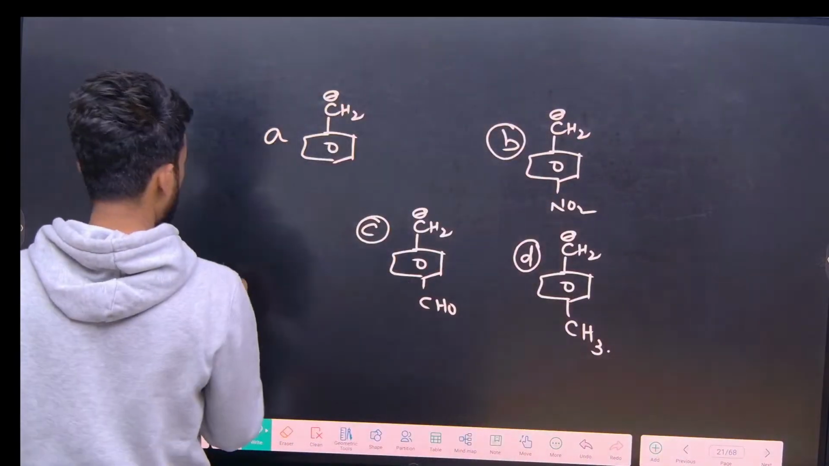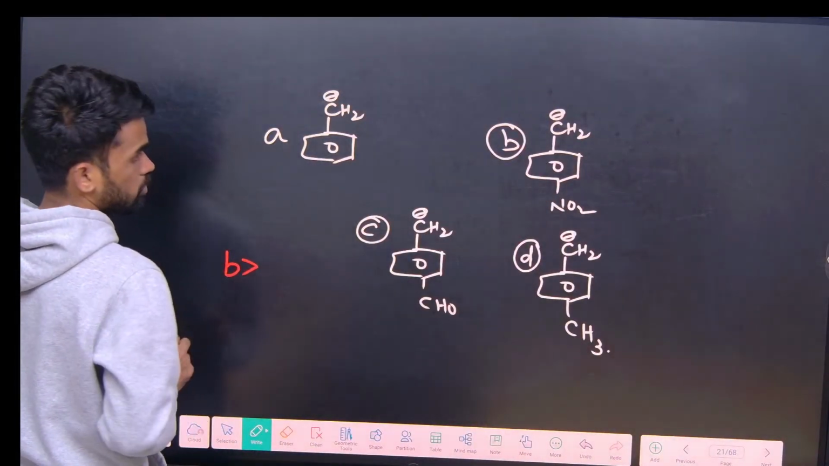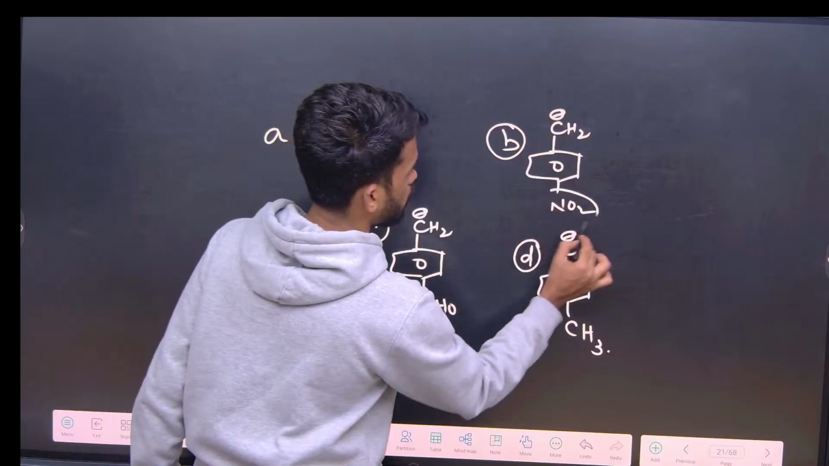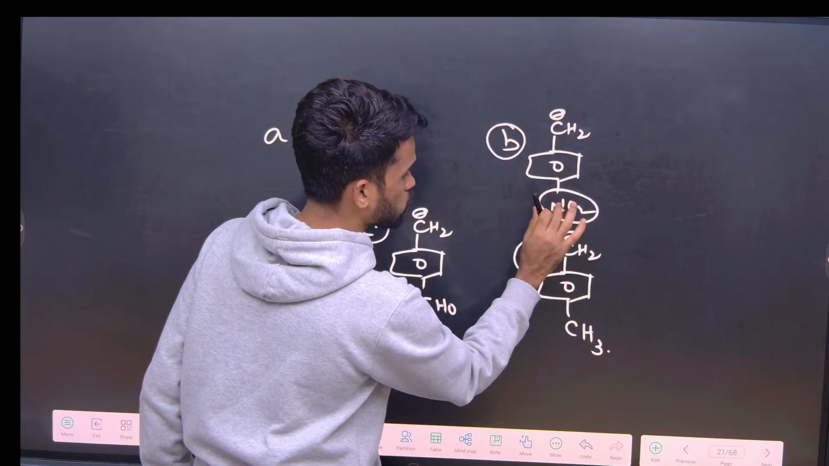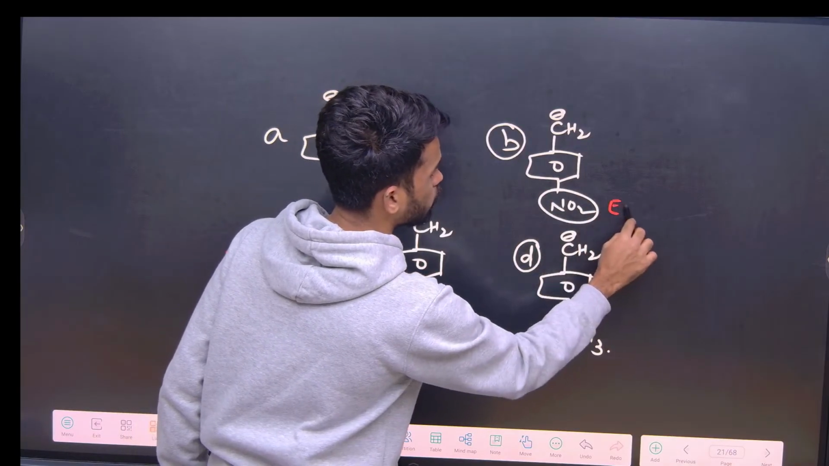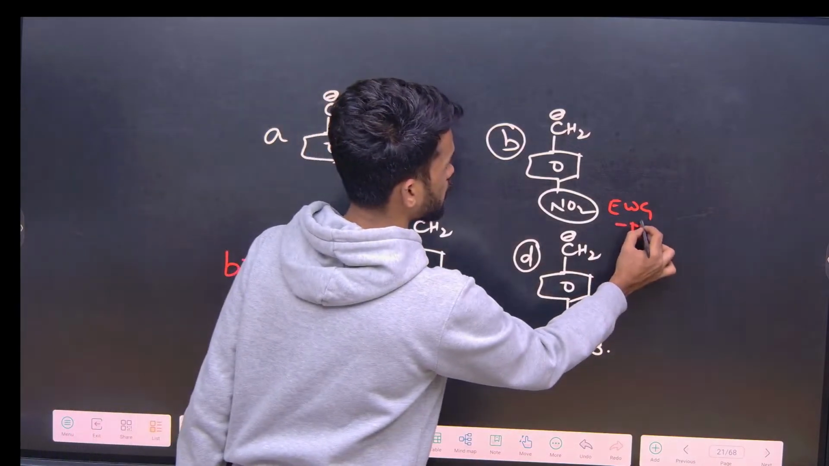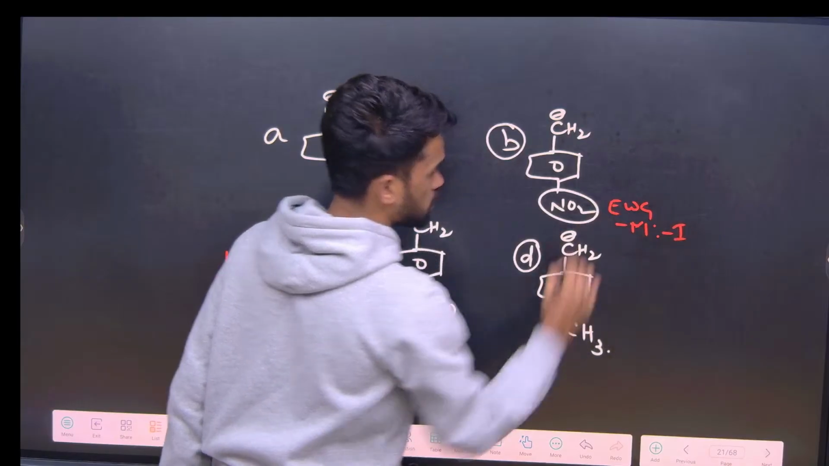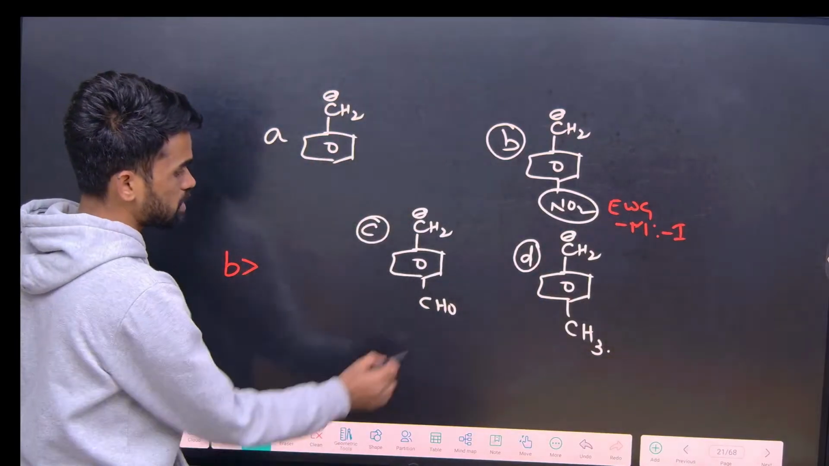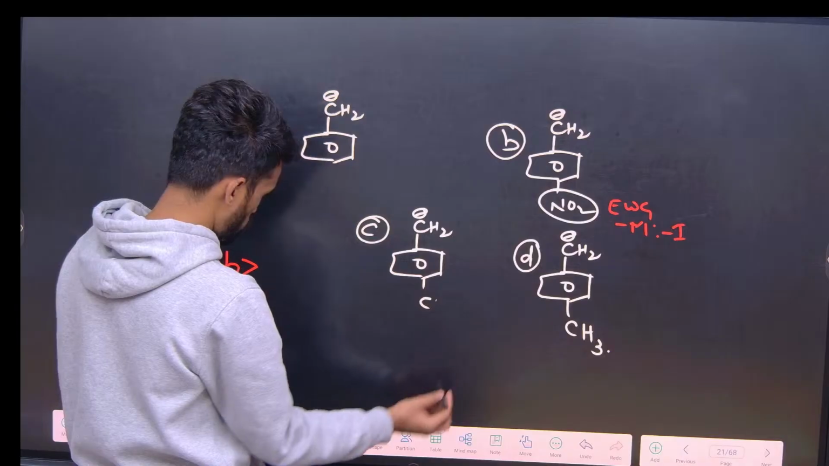B is more stable. Why is B more stable? Because the nitro group, not nitrogen, the nitro group is electron withdrawing. It is a minus M group, as well as minus I also. Okay, what about this aldehyde? CHO means, write the structure.